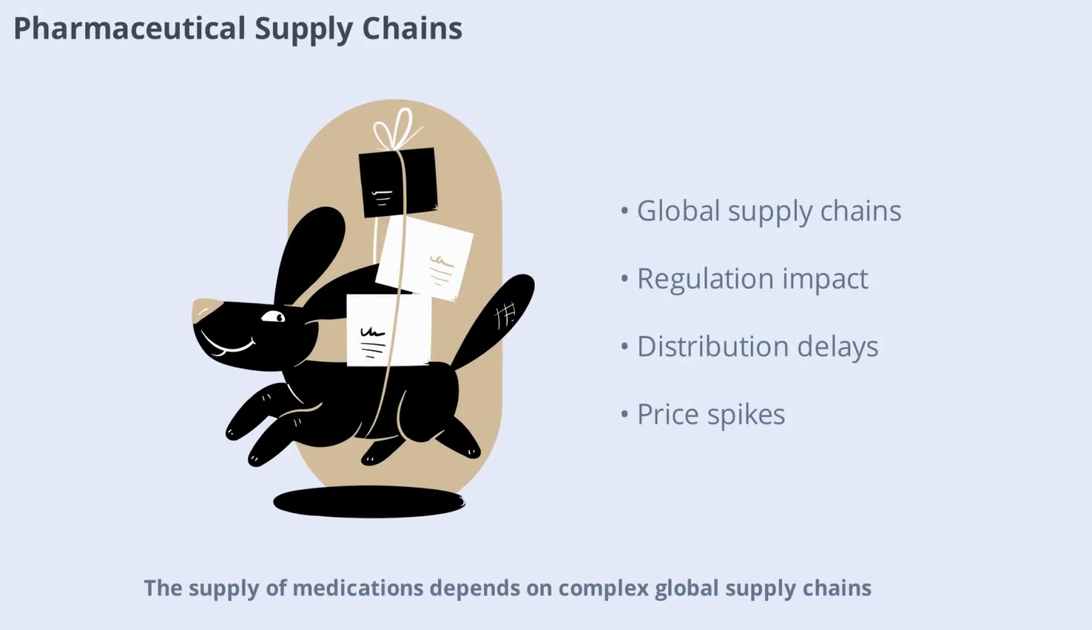The supply of medications depends on complex global supply chains. From raw materials to manufacturing and distribution, any disruption can lead to shortages or delays. Factors like regulation, transportation, and international trade all affect the availability of medicines. Understanding pharmaceutical supply chains helps explain why some drugs are hard to find or suddenly become expensive.